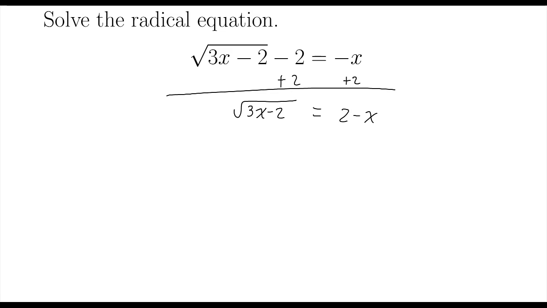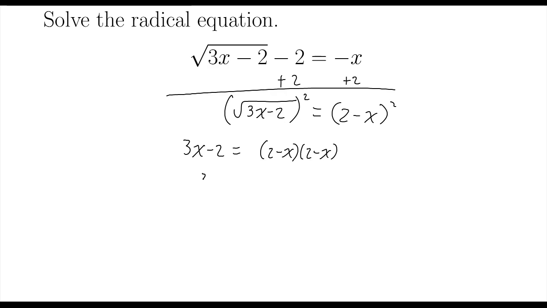Okay, let's square both sides. So 3x minus 2 is equal to 2 minus x times 2 minus x. Let's distribute that out. 2 times 2 is 4. 2 times negative x is negative 2x. Negative x times 2 is negative 2x. Negative x times negative x is positive x squared.